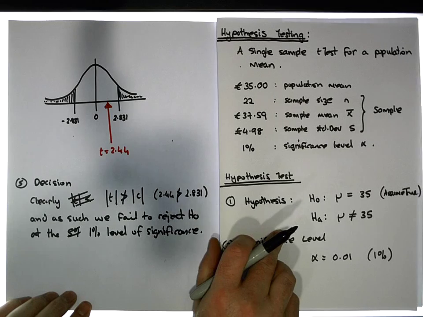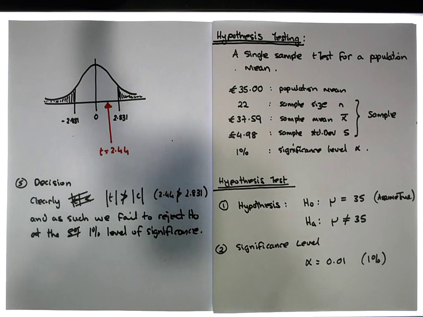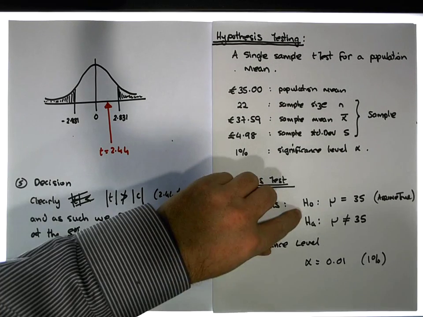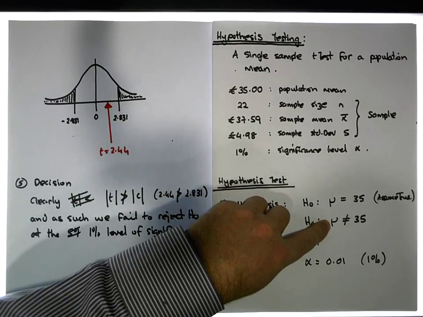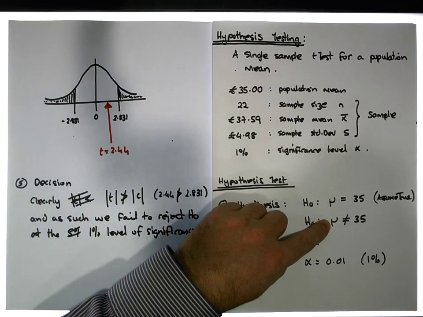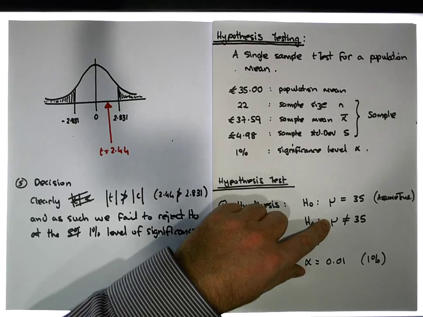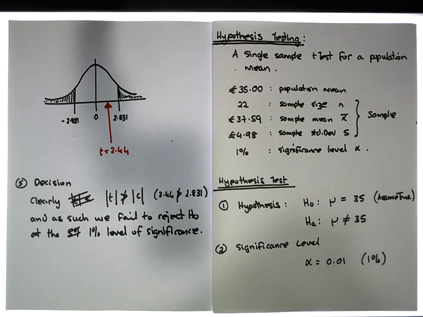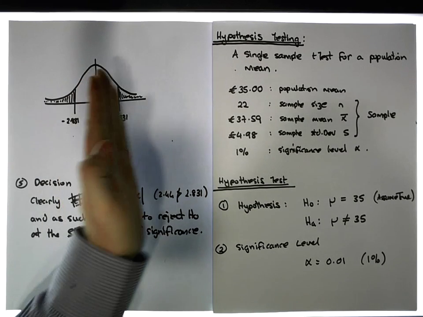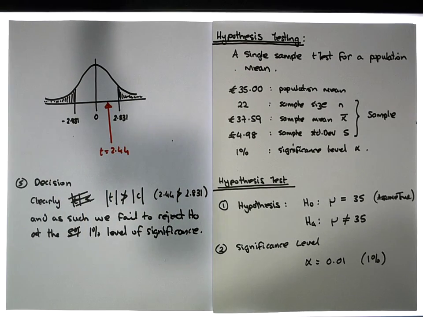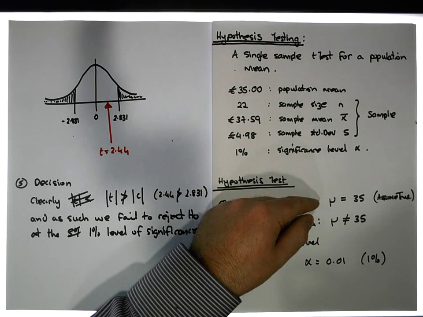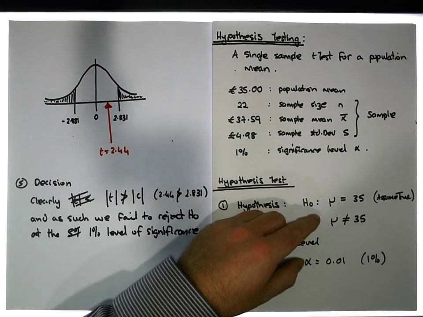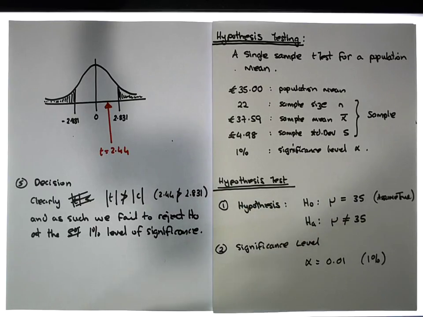So really what we're saying is that there's no evidence to suggest that the actual population mean, which is the amount of money that students spend on mobile phones per month, is different to 35 euros, because our test statistic was not inside our critical regions. This is different to saying that the actual population mean is 35. We're just saying that there's no evidence to suggest that it's not equal to 35 euros.